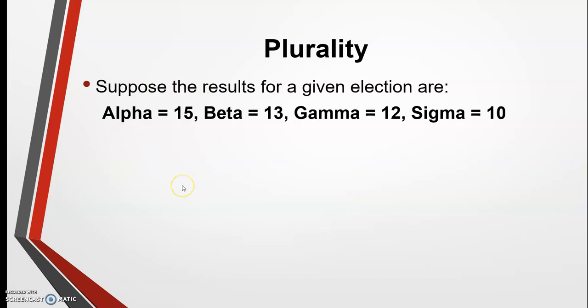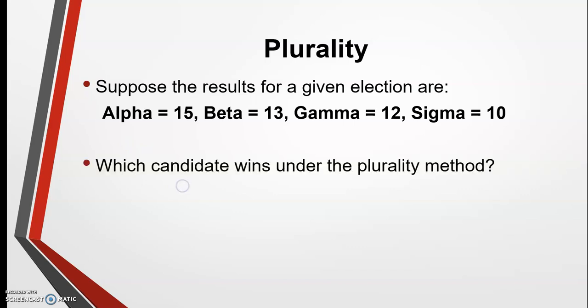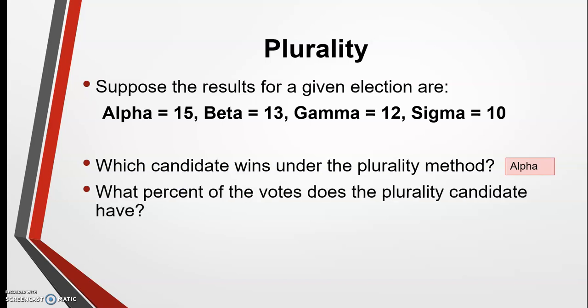So suppose the results for a given election are alpha 15, beta 13, gamma 12, and sigma 10. Which candidate wins under the plurality method? Well, remember the plurality method says whoever has the most first place votes wins. And in this case, alpha has the most first place votes, so alpha is the winner under the plurality method.